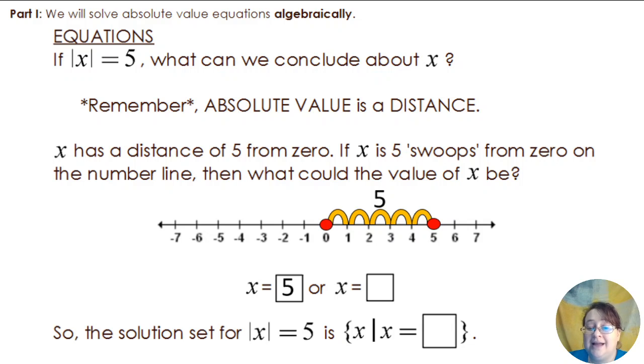I can also go to the left. 1, 2, 3, 4, 5, landing us at -5. So x could also be -5. So what's inside those absolute value brackets could be either +5 or -5. So our solution set would be the set of x's where x could be equal to +5 or -5. And written like this is what we call set notation.